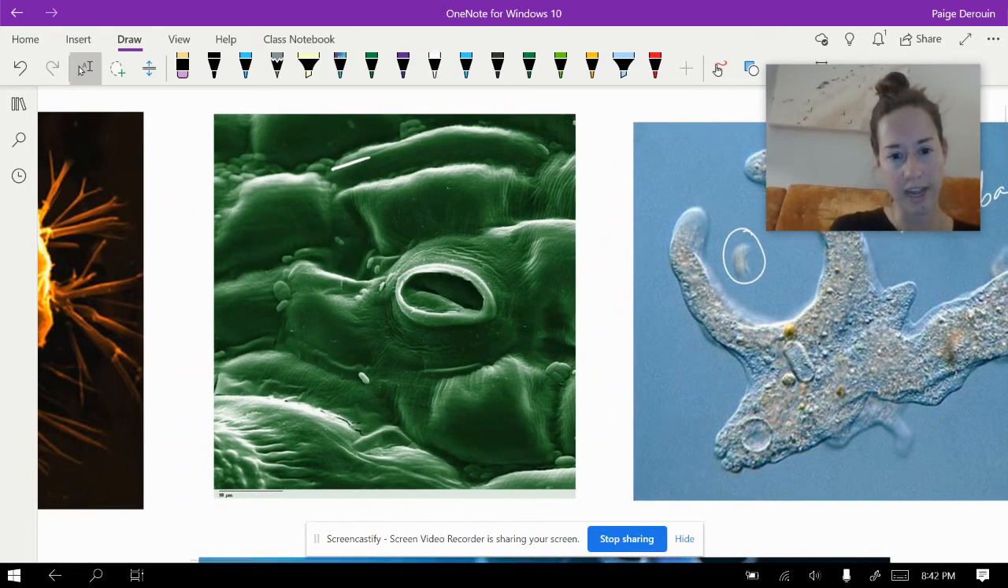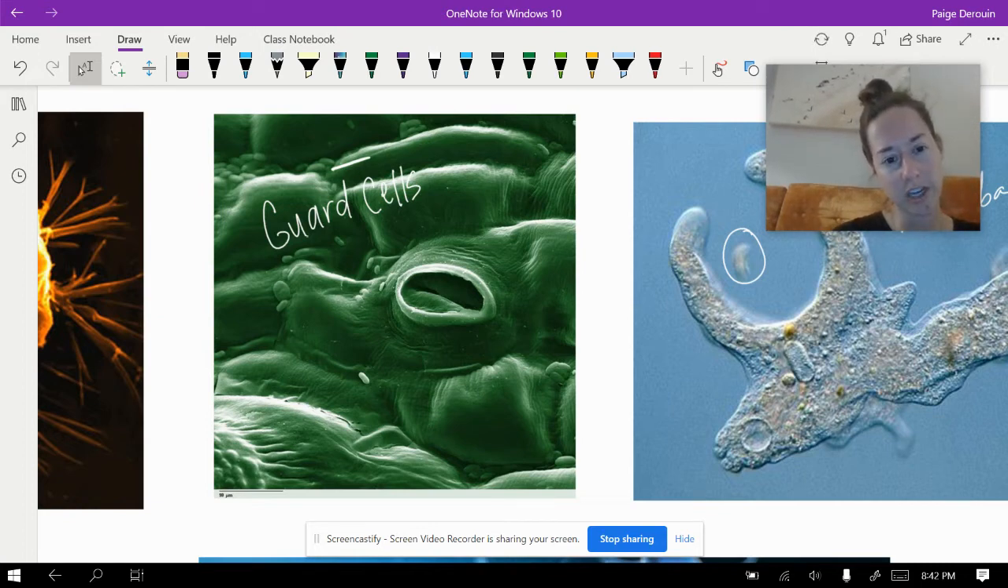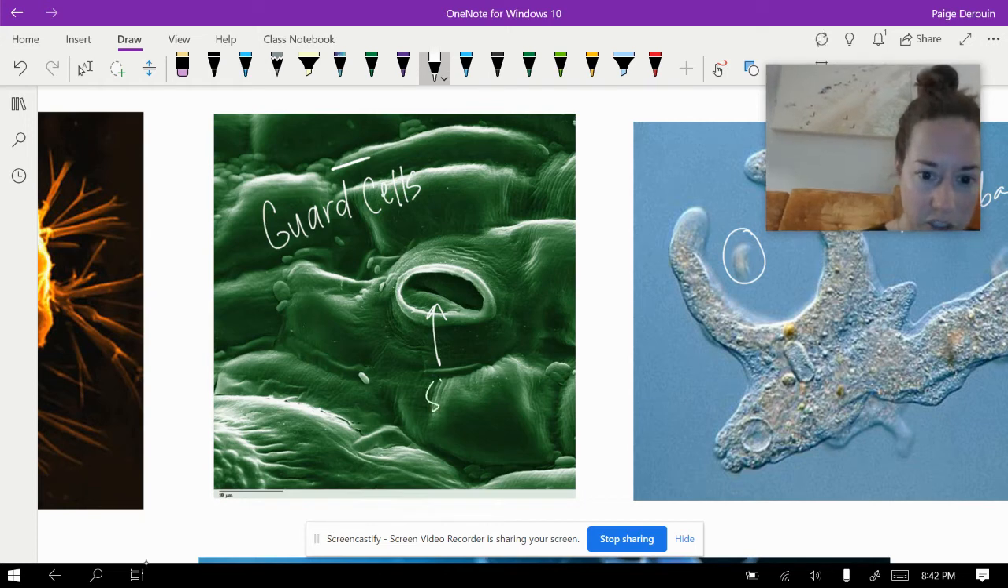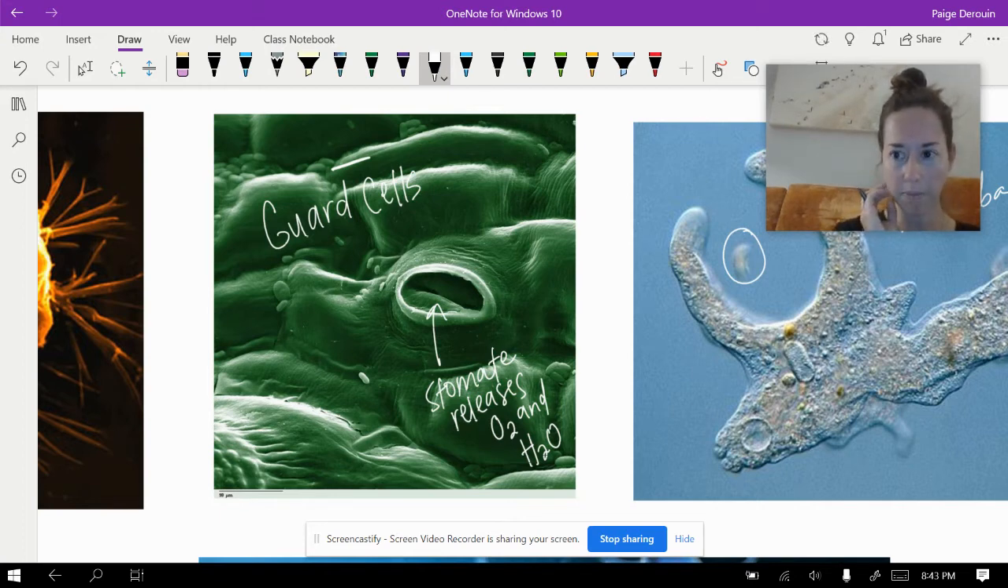These cells are in plants, and they're called guard cells. So what they do is they allow oxygen to be released from the plant, because that's what plants produce. These are found in the underside of leaves, but this structure right here is where two guard cells come together. It's called a stomate. And it releases oxygen and water. They're able to maintain homeostasis in plants really well.